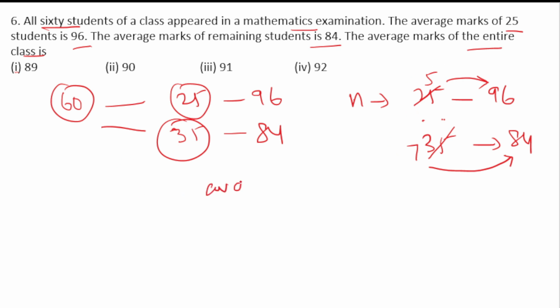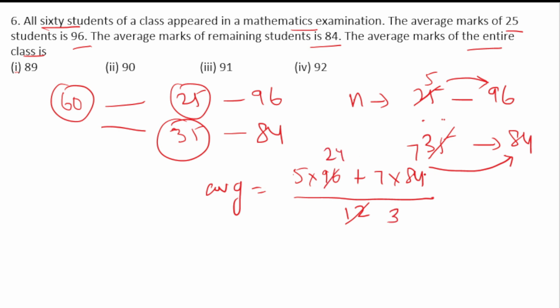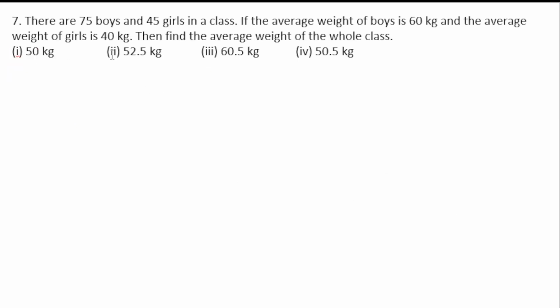So, here average is equal to total of the 5 members, it is 5 into 96 plus total of 7 members, 7 into 84 divided by total number of members, it is 12. We will simplify here. It is 4 into 3, 4 into 2, 4, 4 into 21. Okay, 3 into 8 and 3 into 7. So, here the answer is 40 plus 49. It is 89. 89 is the total average. First option. Next one. Seventh question.